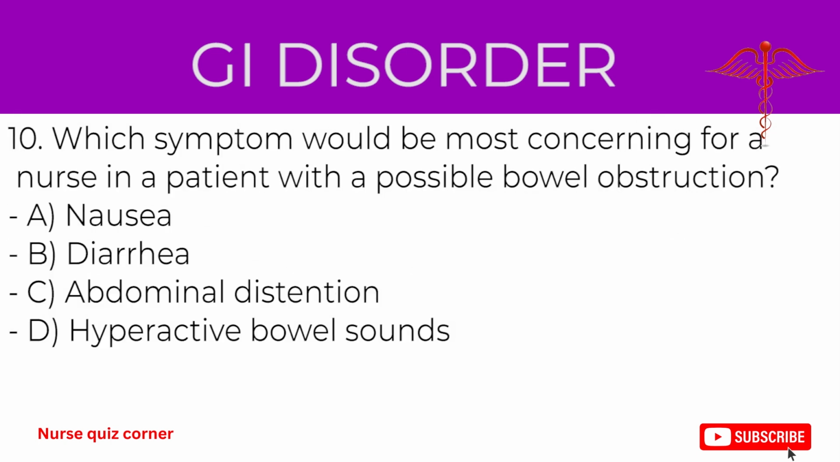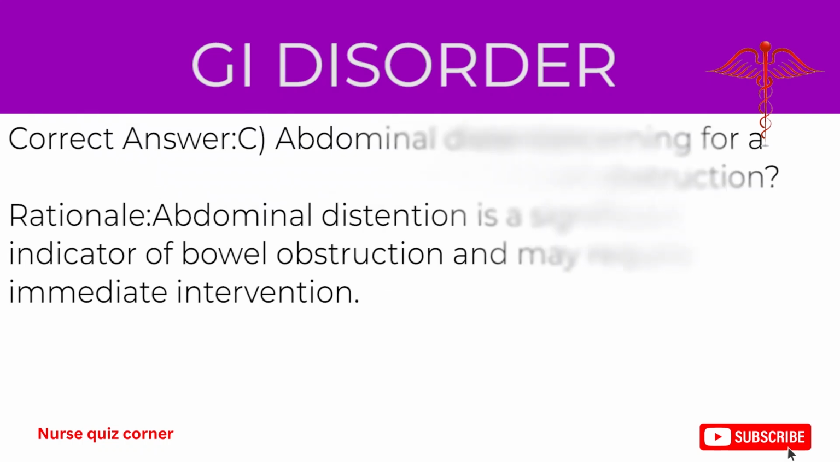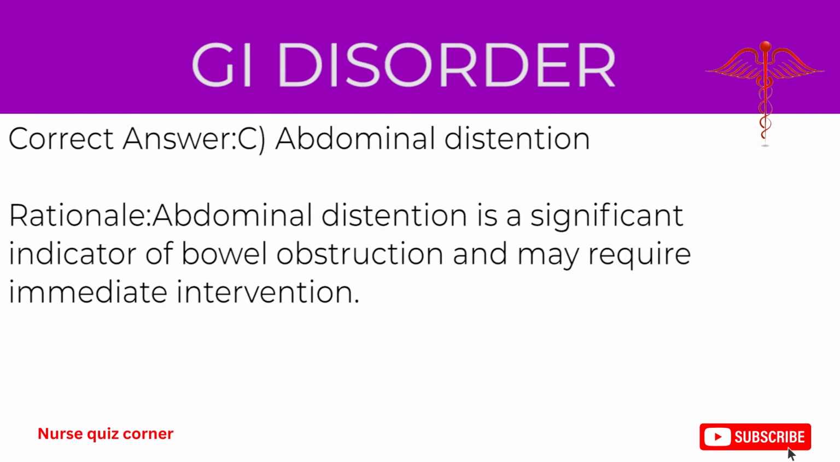10. Which symptom would be most concerning for a nurse in a patient with a possible bowel obstruction? A. Nausea. B. Diarrhea. C. Abdominal distension. D. Hyperactive bowel sounds. Correct answer C. Abdominal distension. Rationale: abdominal distension is a significant indicator of bowel obstruction and may require immediate intervention.